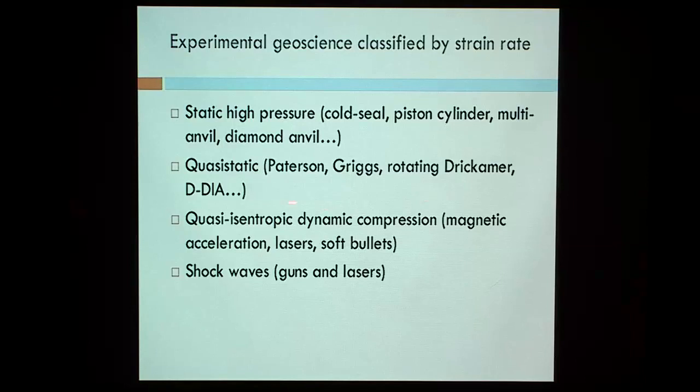Then we move to the dynamic compression regime where things are happening fast, where strain rates, instead of being 10 to the minus something per second, are getting into 10 to the plus something per second. And there are, even within dynamic compression experiments, fairly slow compressions, things with a strain rate of order 10 to the 6 per second, where no shocks form. But you're still achieving pretty much adiabatic changes of state. You're changing the pressure more quickly than thermal diffusion can keep up, and so temperature ceases to be an independent variable. And you do things like drive along isentropes.